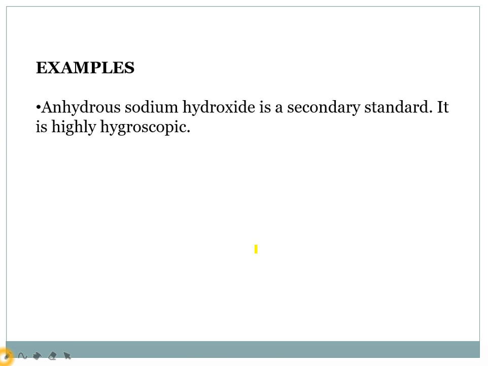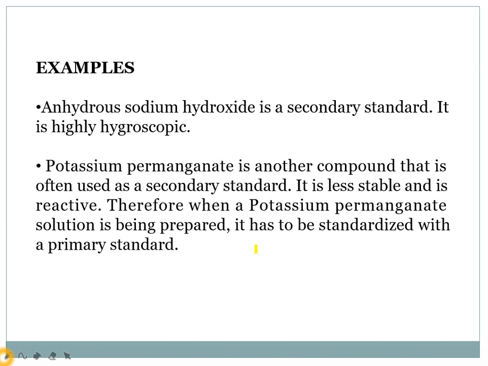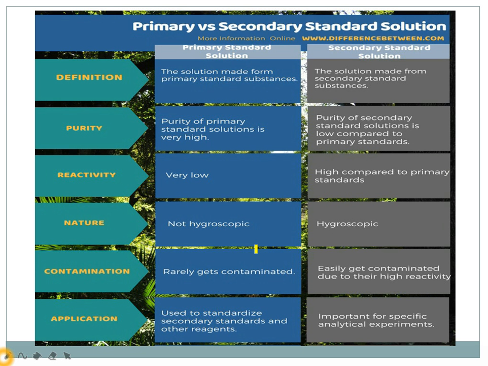Examples are, sodium hydroxide is a secondary standard. It is highly hygroscopic. Potassium permanganate is another compound that is often used as a secondary standard. It is less stable and is reactive. Therefore, when potassium permanganate solution is prepared, it has to be standardized with a primary standard. Then I have prepared a table, that is a comparison table between the primary and secondary standard solutions.